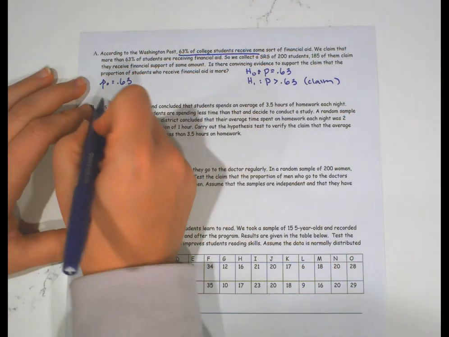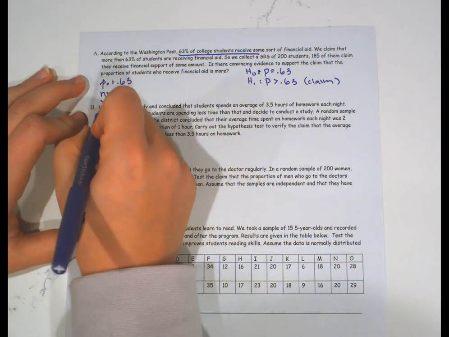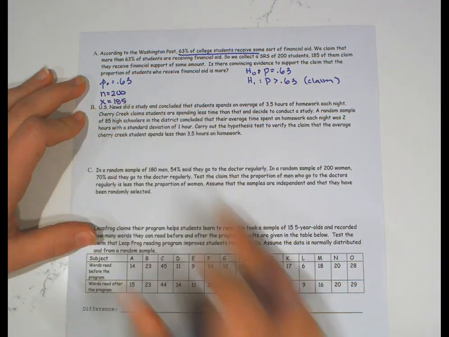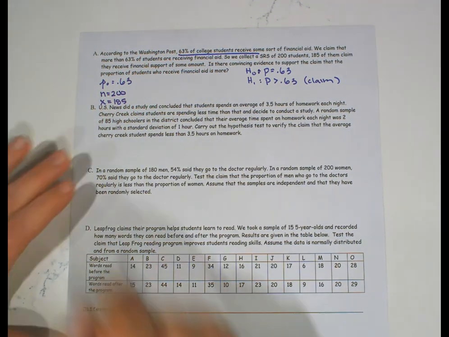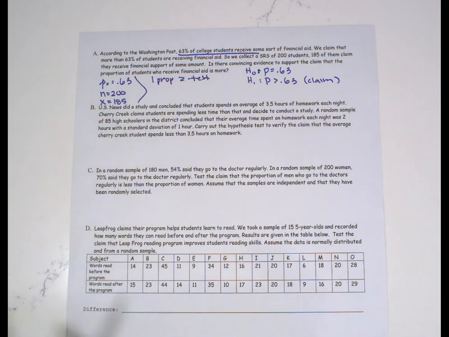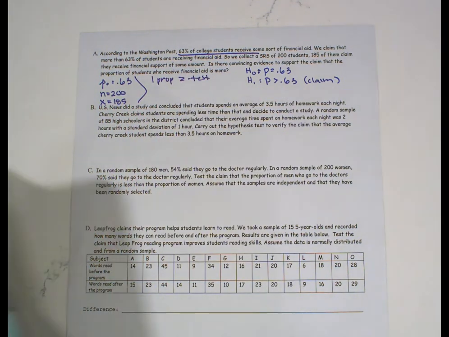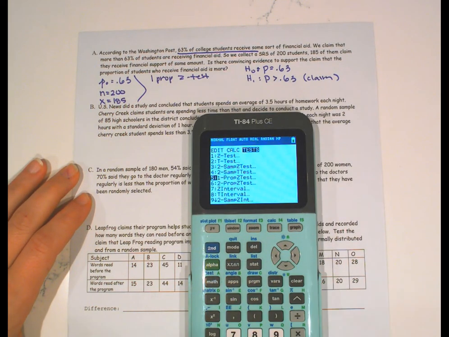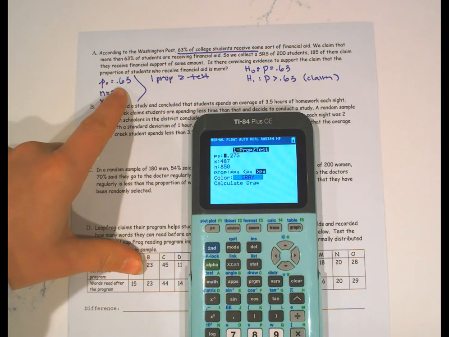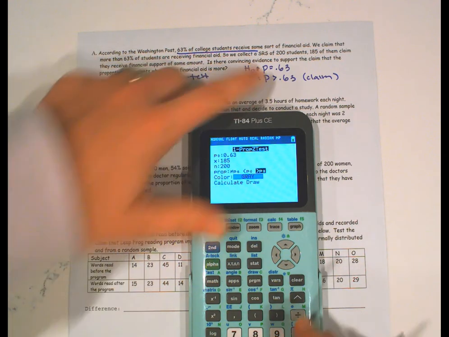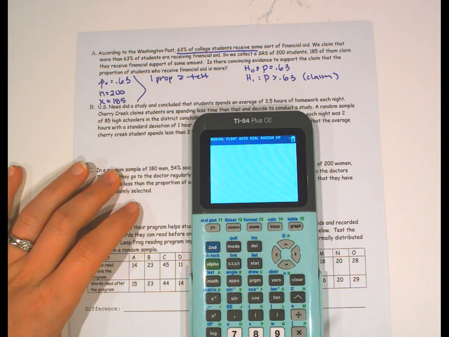So N is 200, X is 185. So then we're going to run, right? We're talking about a proportion here. We have one set of data. So this is our one prop Z test. So we'll go ahead with our calculator, stats, test, one prop Z test. So our P naught is 0.63. That's part of our claim. X is 185, N is 200, and we're claiming that it's more than 0.63.